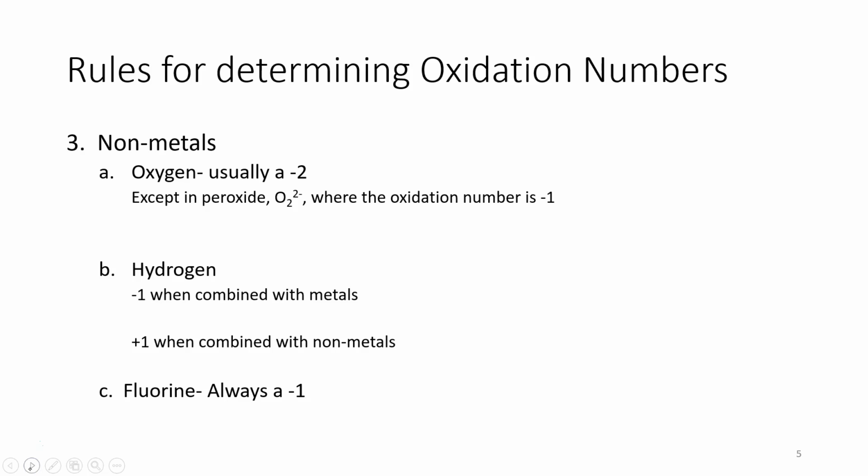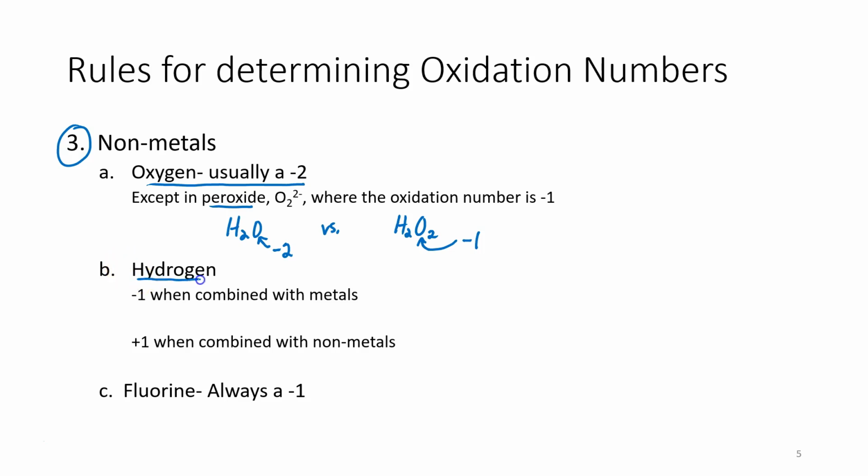So the next set of rules are all about nonmetals. Oxygen, for the most part, is usually a -2, except in peroxide, and here's the formula for peroxide, where the oxidation number is -1. So as an example, consider water versus hydrogen peroxide. Here in water, the oxidation number of oxygen is a -2, but here in hydrogen peroxide, you've got this peroxide anion. The oxidation number of oxygen would be a -1.